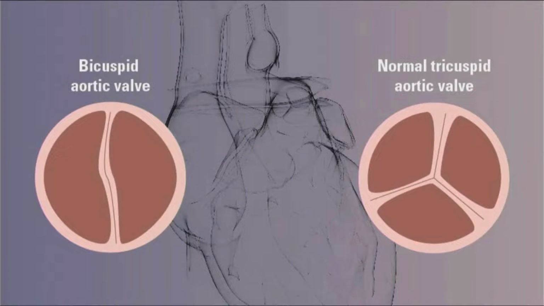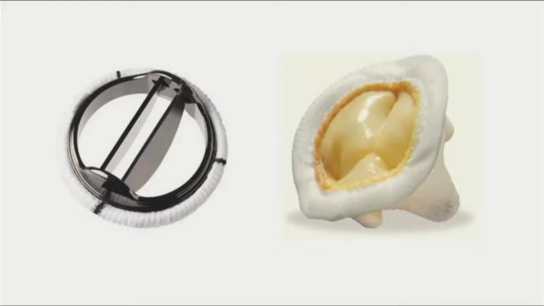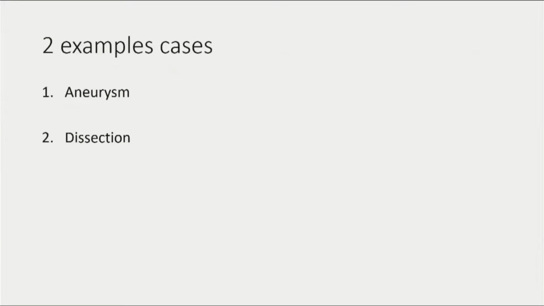And we know that people that have bicuspid valves also tend to have problems with their aorta because those 2 things are genetically linked. There are different options for replacing the valve. We have a mechanical valve or a valve made from animal tissue. And then I just briefly wanted to talk about 2 example cases. The first of an aneurysm and the second of a patient with dissection, and this was within the last year.